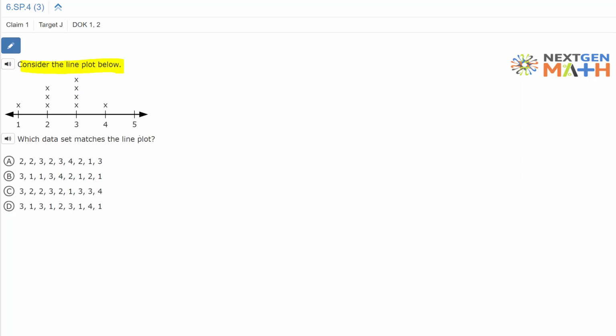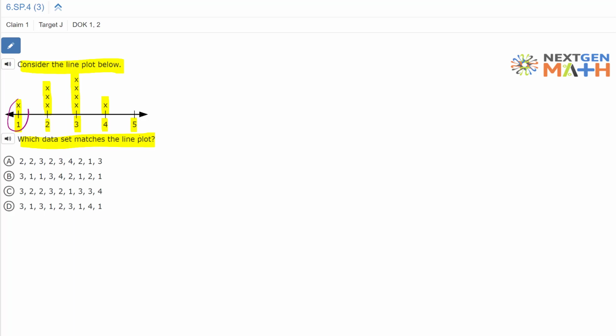Consider the line plot below. For 1, 1 occurs 1 time, 2 occurs 3 times, 3 occurs 4 times, 4 occurs 1 time, and 5 has no occurrences. Which data set matches the line plot? Well, let's look at this.